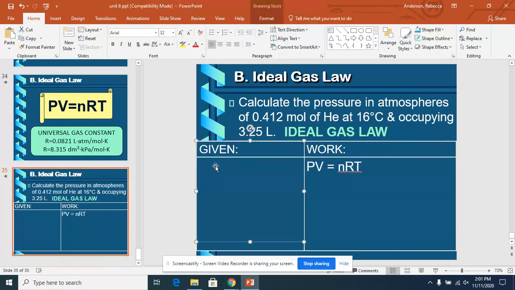All right, so here I went ahead and tried to fix it to where it's a little easier to see the problem since we have so many variables. And we have this example for you to do. So I do want you to type this example out in your notes. So calculate the pressure in atmospheres of 0.412 moles of helium at 16 degrees Celsius, and you have 3.25 liters. So we are looking for pressure.